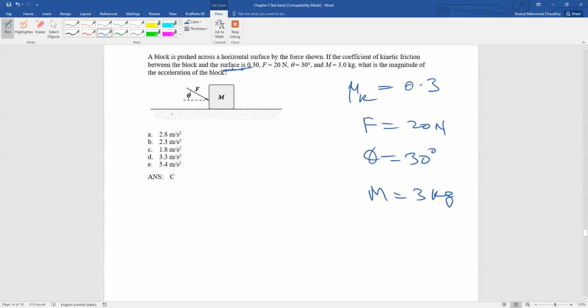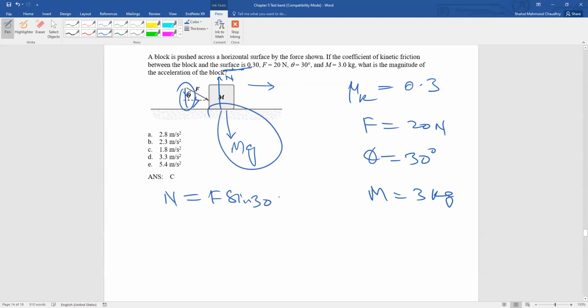So what will we do? We will draw a line and make the components like this. This is mg and this is N. The block is moving in this way. So we want to write the equation. Now see the equation. N will be equal to what? This component, F sine of 30, is downward, so I will add this one. So you can find the value of N from here.